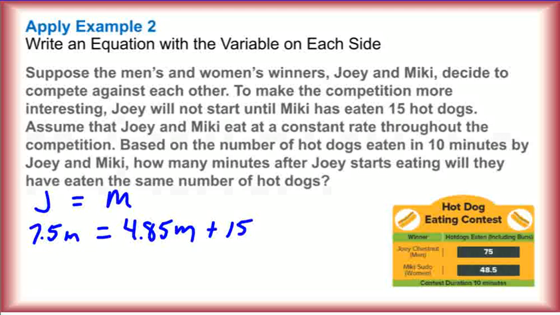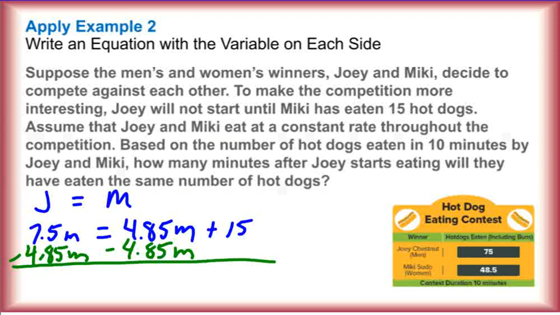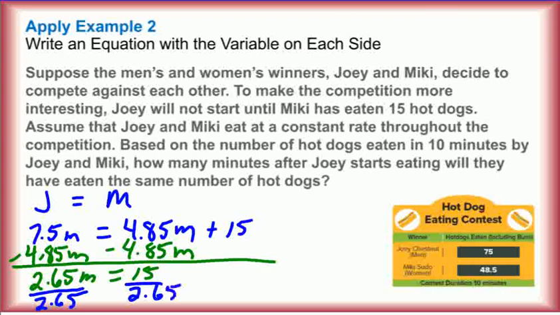So I have my equations. I need to get all my M's to one side. Since 15 is on the right-hand side and I don't have any constants on the left-hand side, I'm going to subtract 4.85 M on both sides. And now I'm left with 7.5 minus 4.85, which gives me 2.65 M equaling 15. Now the opposite of multiplying by 2.65 is divide by 2.65. I'm going to do that on both sides. And I have 15 divided by 2.65.